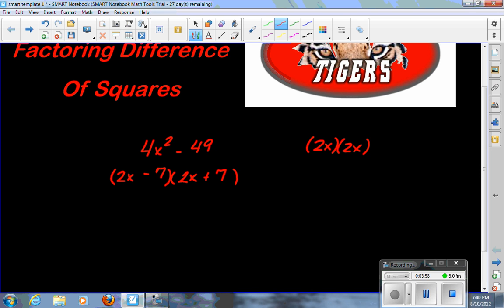And that's really it with difference of squares. It's pretty easy once you get the pattern down, if you can just recognize that this is a difference of squares. These are the easiest thing to factor.